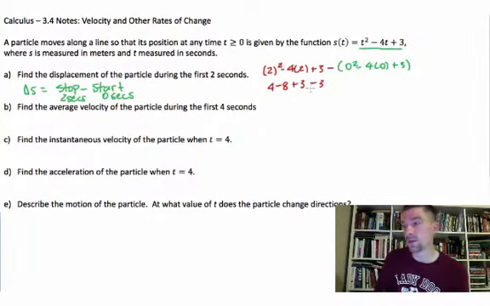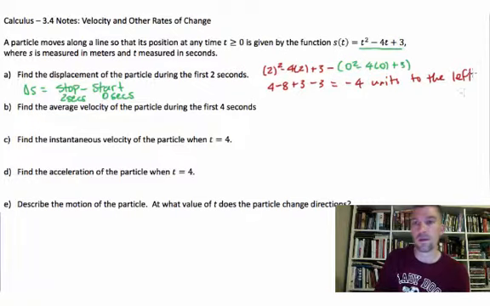Okay, and so when I get done with all of that, what am I going to be? I'm going to be at minus 4. Well, minus 4, what's that mean? That means that we're going to be 4 units to the left of our starting position. That's all it means. Negative means left, positive means right. We're going to keep it simple.